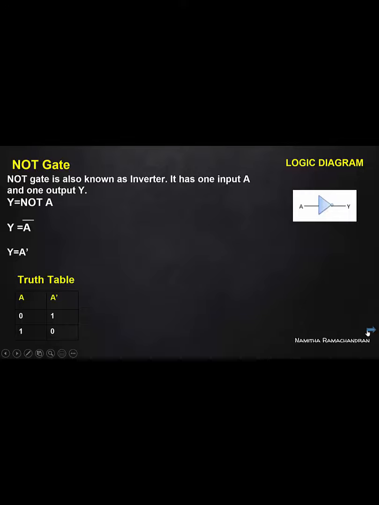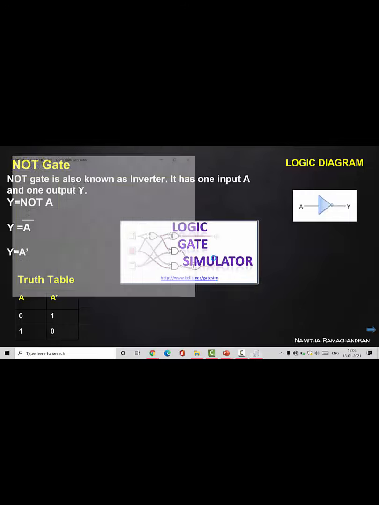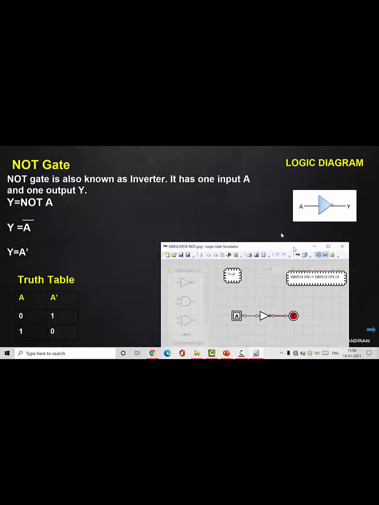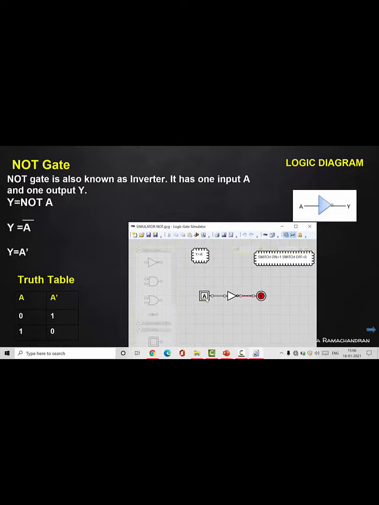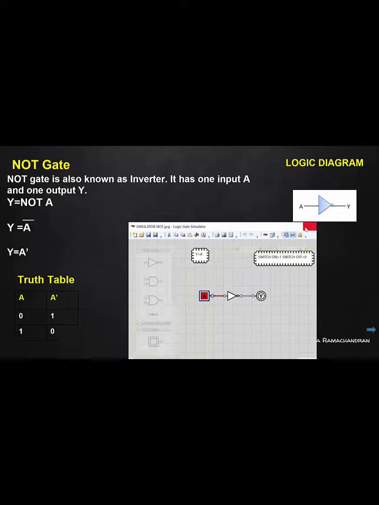So consider the simulation for this NOT gate now. Okay, so initially, this is the NOT gate or inverter. If the input is 0, then the output becomes 1. If here it is in the off stage, then the output becomes on. If it is on at the input, the output becomes off. So this is the simulation of our NOT gate.